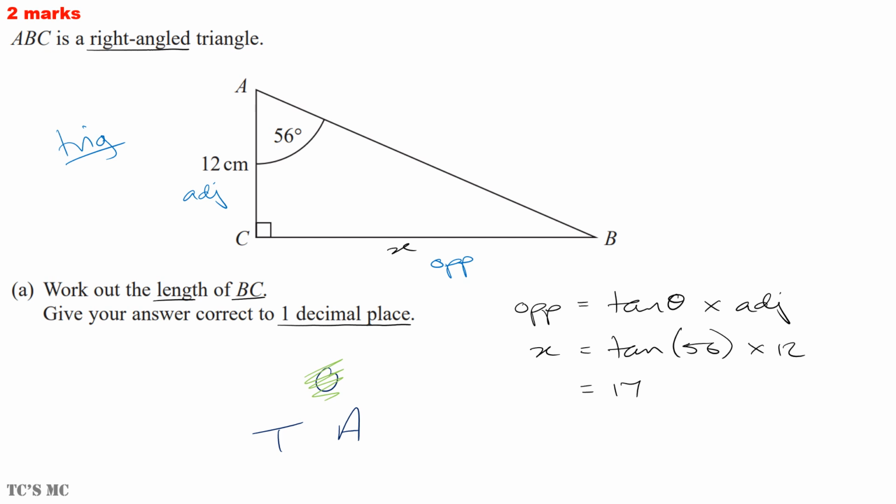This is 17.7907 and so on, but we have been told to round to 1 decimal place. If we draw a wall after this 7 and focus on this 9, we must round up, and it is 17.8 centimeters, and that is our second mark.